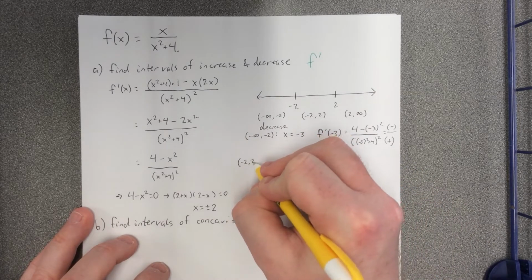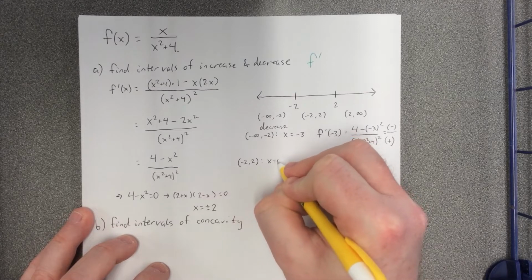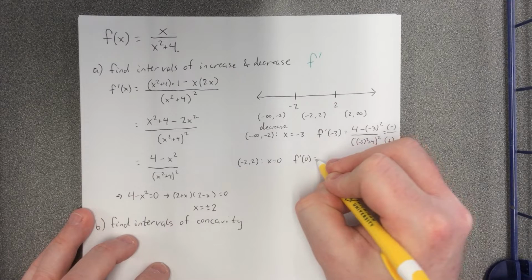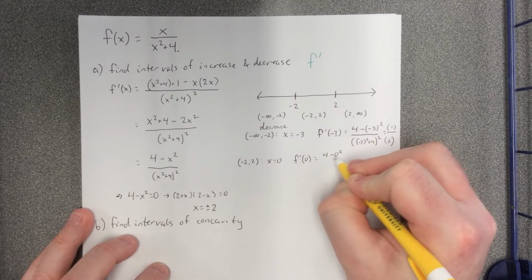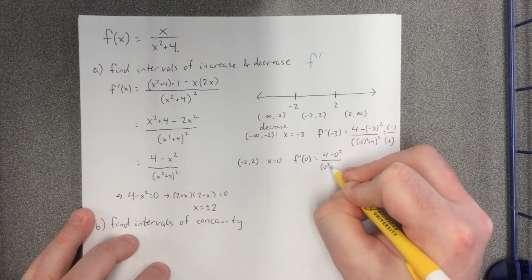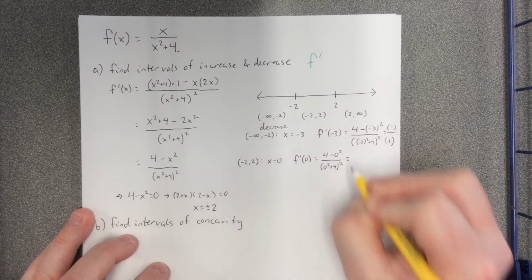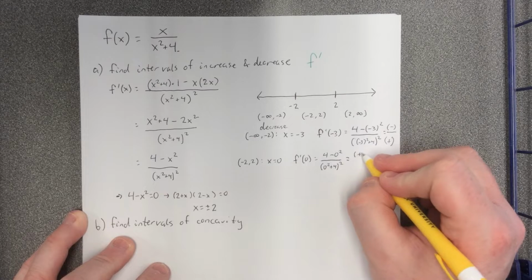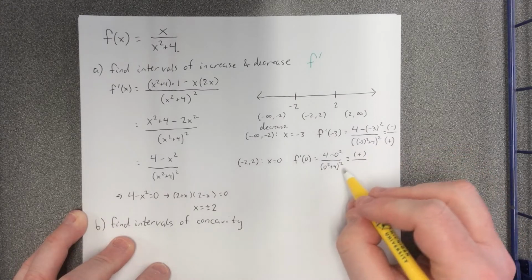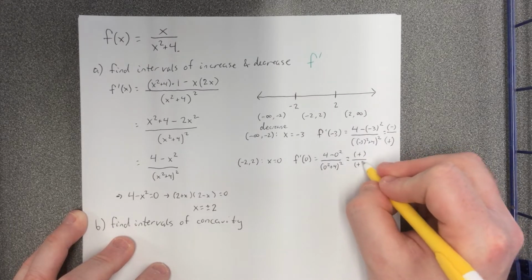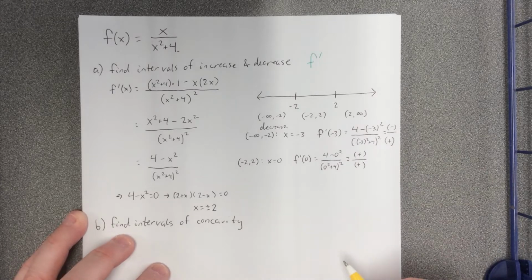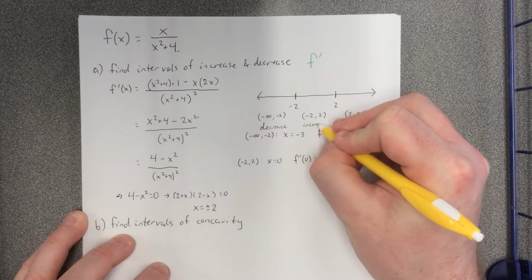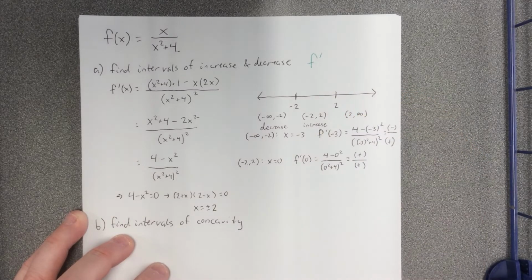For -2 to +2, for this one I'm going to test x equals 0. So f prime of 0 is going to be equal to 4 minus 0 squared over 0 squared plus 4 quantity squared. Your numerator is 4 minus 0, that is positive. Your denominator is 0 squared plus 4 quantity squared. Your denominator is positive as well. Positive divided by positive is positive, therefore -2 to +2 is going to be an interval of increase.